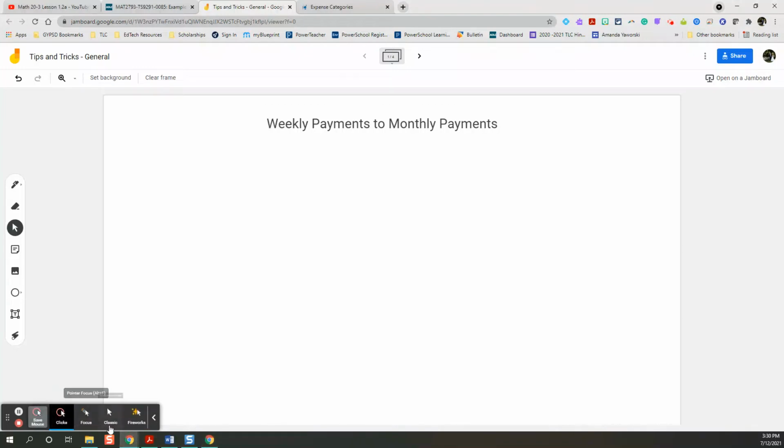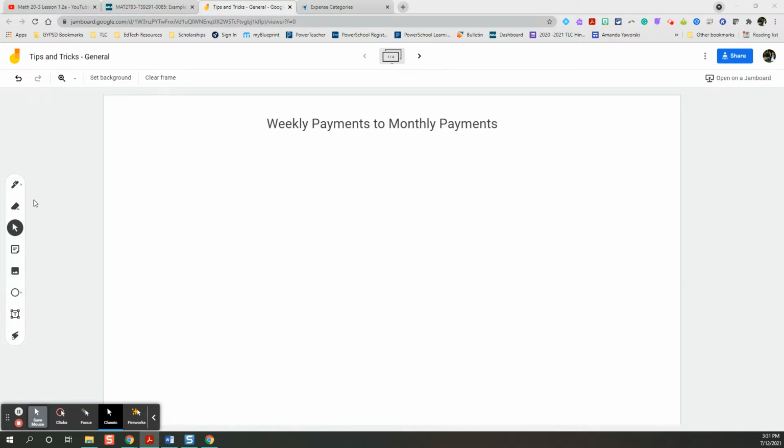Okay, so welcome to Tips and Tricks. We're going to be looking at a couple of important pieces when we are looking at the budgets unit of Math 20-3. So the first thing that I want to talk about is weekly to monthly payments. So when payments are in weeks, what do we do to calculate them in months?